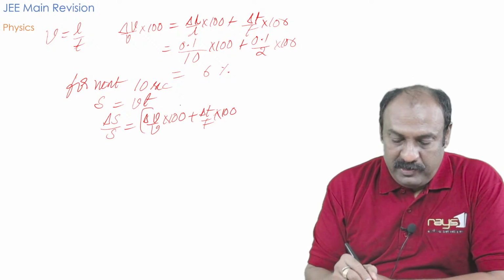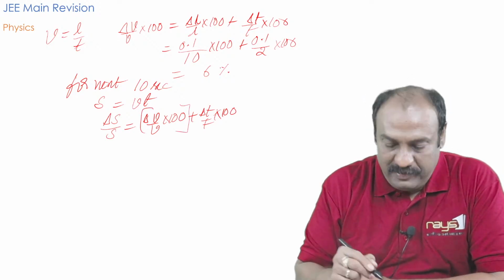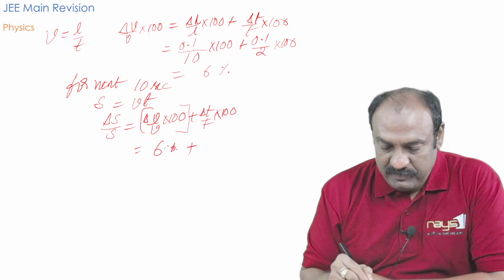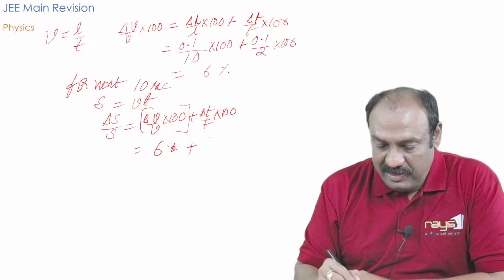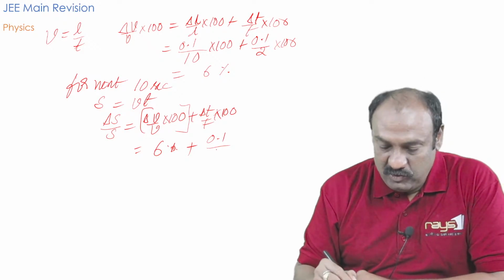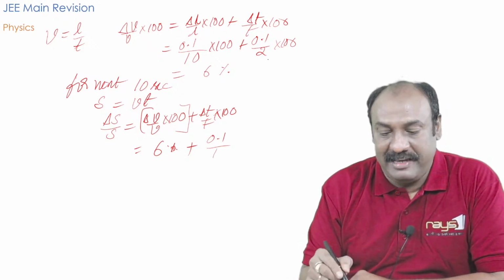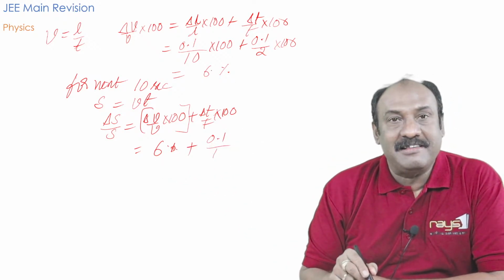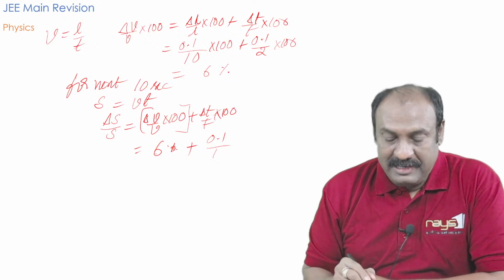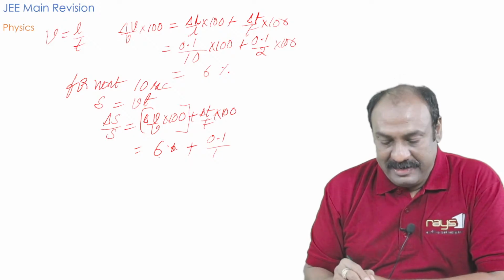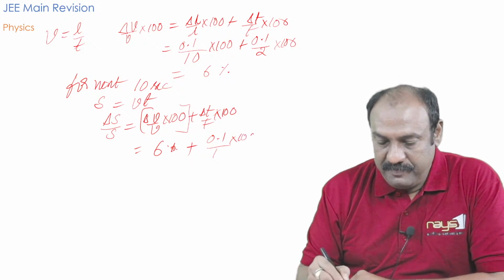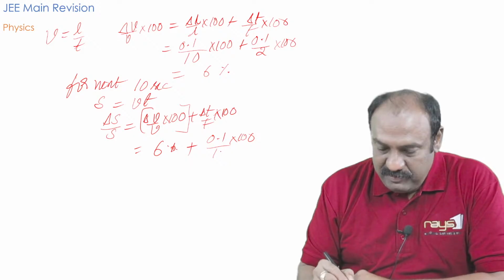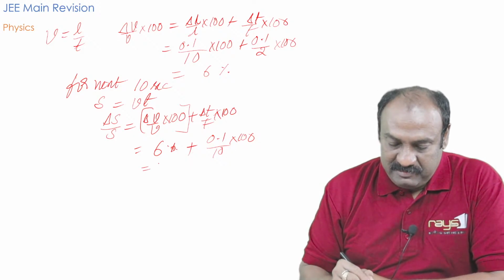So what is delta V by V into 100? Already the percentage of error in the measurement of velocity is calculated as 6%. Plus delta T value 0.1, for the next 10 seconds it is to be taken. For the first 2 seconds I calculated the percentage of error in the velocity, and because it continues to move uniformly along the same line, the percentage of error in the velocity is the same. So I considered the same percentage of error, 6. That is 0.1 by 10 into 100, which is 1, plus 6, so we get 7%.